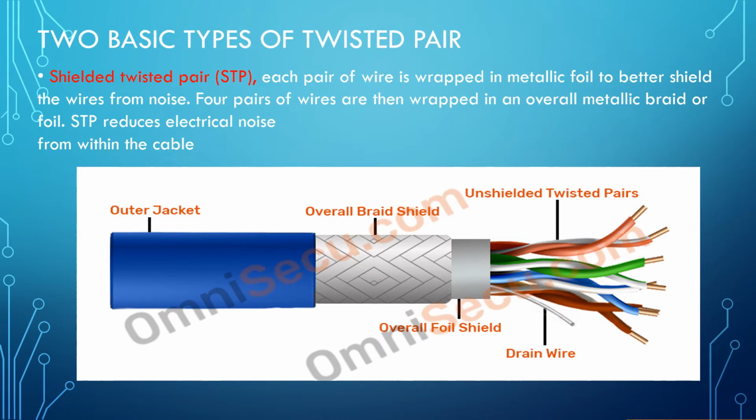The second type is the shielded twisted pair, or the STP. Each pair of wire is wrapped in metallic foil to better shield the wires from noise. Four pairs of wires are then wrapped in an overall metallic braid or foil. STP reduces electrical noise from within the cable.